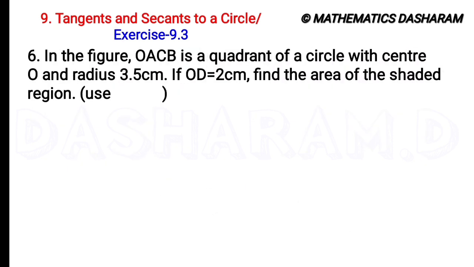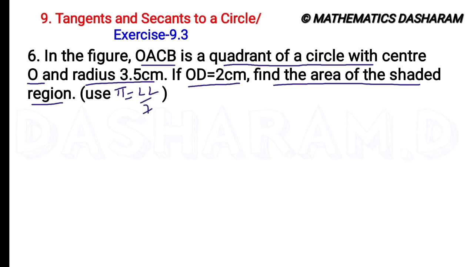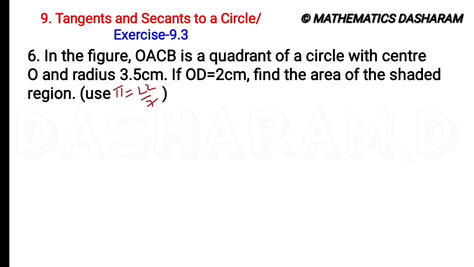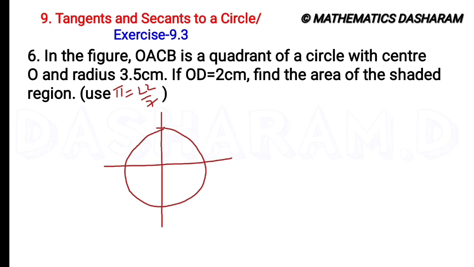Next, sixth question. In the figure, OACB is a quadrant of a circle with the center O and radius 3.5 centimeter. If OD is 2 centimeter, find the area of a shaded region. Use pi value 22/7. So OACB is a quadrant. Quadrant means here is a circle. Draw an x-axis and y-axis. So then the circle is divided into 4 equal parts.